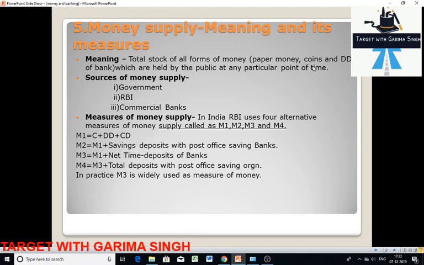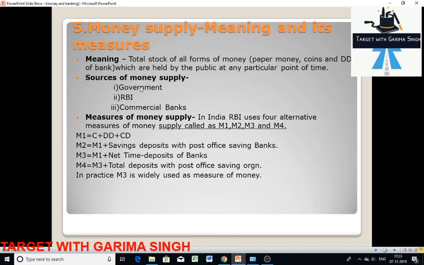Here the term public includes all economic units like households, firms, local authorities, and non-departmental enterprises of government. The government and the banking system are not included in the public sector because they are producers of money, and the producers of money are the central government, Reserve Bank of India, and all the banks which accept demand deposits.